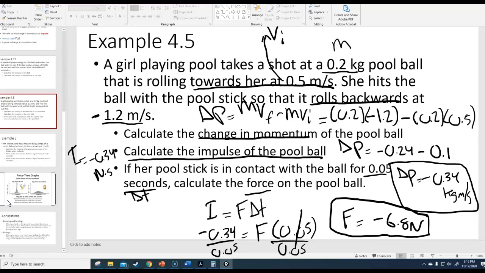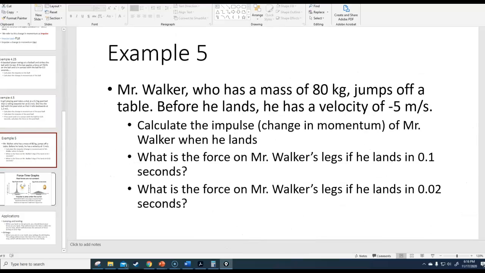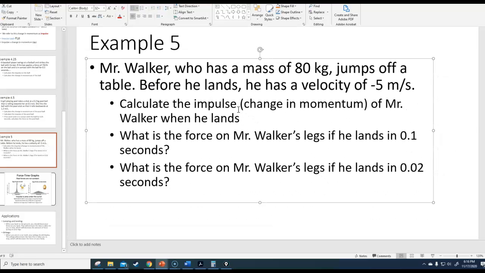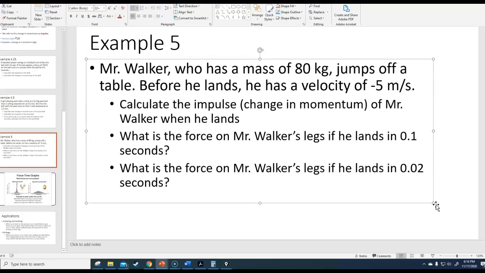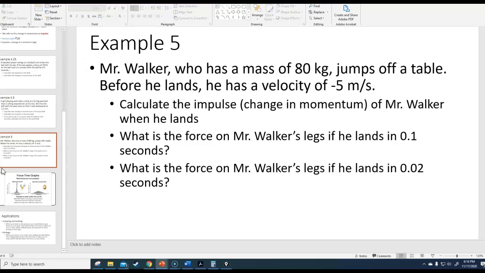Okay, so the very last thing I'm going to talk about really quickly is example 5. Example 5 says Mr. Walker, who has a mass of 80 kilograms, jumps off a table. Before he lands, he has a velocity of negative 5 meters per second. The first question says calculate the impulse, aka the change in momentum, of Mr. Walker when he lands. And normally I would actually do this in class for you guys, but it's hard to do that remotely.